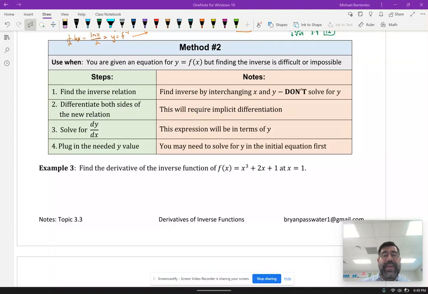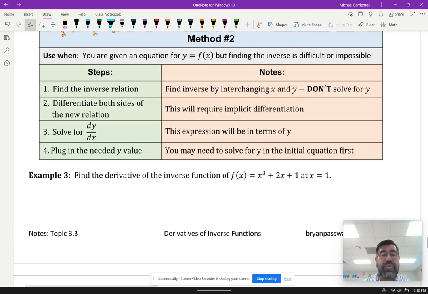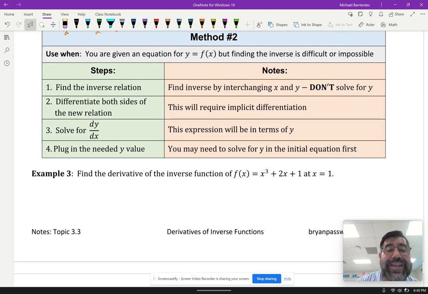Hello, people. This is method number 2 of finding derivatives of inverse functions. In method number 2, we use it when we try to find the inverse function, but it's not possible to find the inverse function. Example 3 gives us a pretty good situation where that happens.